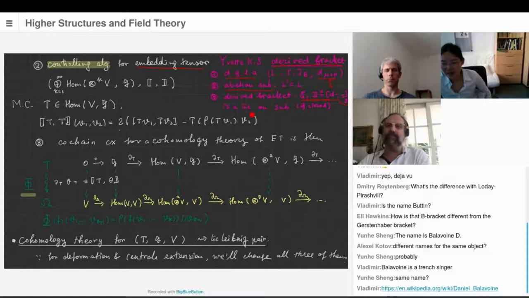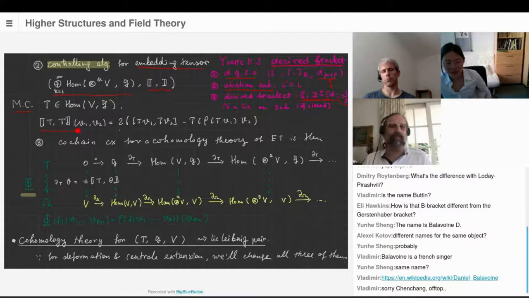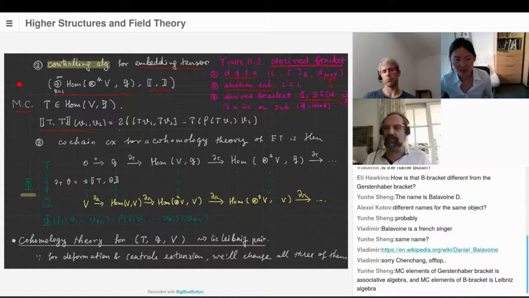So the abelian subalgebra we take is this guy, and we take the derived bracket like this, and it turns out the Maurer-Cartan element is a degree one element, so it looks like this. When you write the derived bracket out, you realize that's exactly the equation of the embedding tensor. So we realize the embedding tensor as a Maurer-Cartan element of a certain graded Lie algebra over here. Okay, so that's the controlling algebra for the embedding tensor.